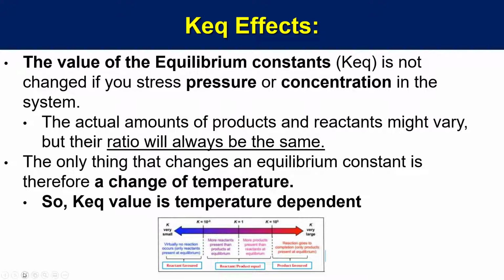Now, why is that, you may be asking? Well, part of why it does not change is because, remember, the Keq is calculated based on a ratio of product concentration and reactant concentration. And even though one goes up and the other goes down and there are subtle changes, the ratio will always be the same. Where we do see a change in our value of the Keq is when we stress a reaction by changing the temperature of the system. So what we say is Keq is temperature dependent.